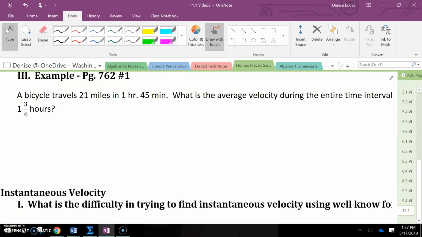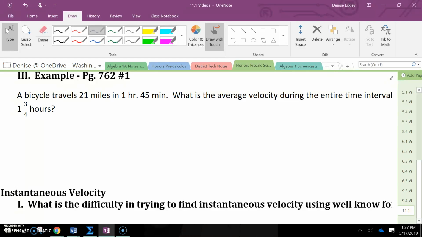Now, it's important to note why they changed 1 hour and 45 minutes to 1 hour, 1 3/4 hours. And that's because they're intimating to you that they want the speed in miles per hour. So they converted 45 minutes to 3/4 of an hour.